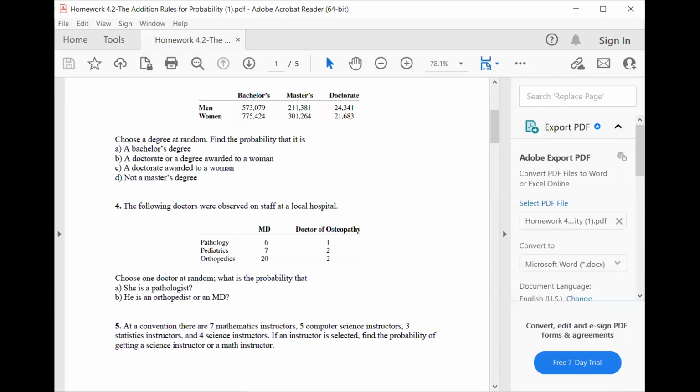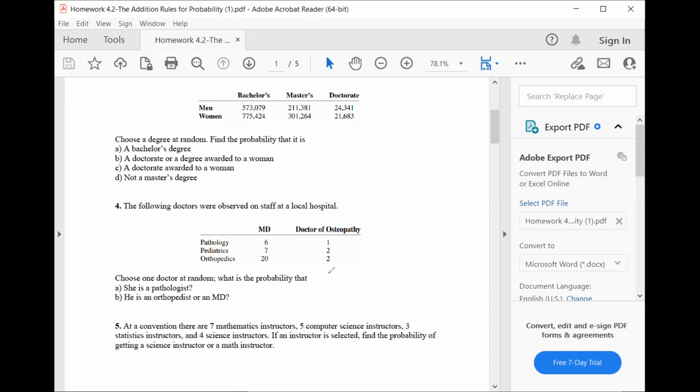Now, this one is pretty similar, but the numbers are a little more friendly. So the following doctors were observed on staff at a local hospital. Before you do the probabilities, go ahead and get the totals.